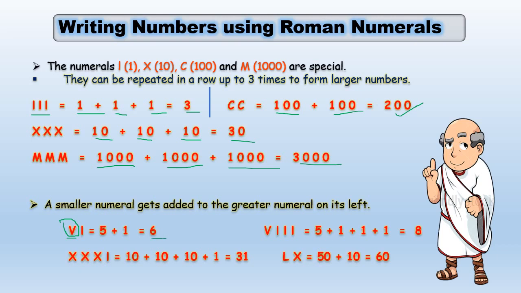Here 5 plus 1 plus 1 plus 1. This is on right hand side of bigger number. So what we are going to do? We are going to add 5 plus 1 plus 1 plus 1. That is 8. Now here you can see same way. 10 plus 10 plus 10. What we are doing? We are adding.